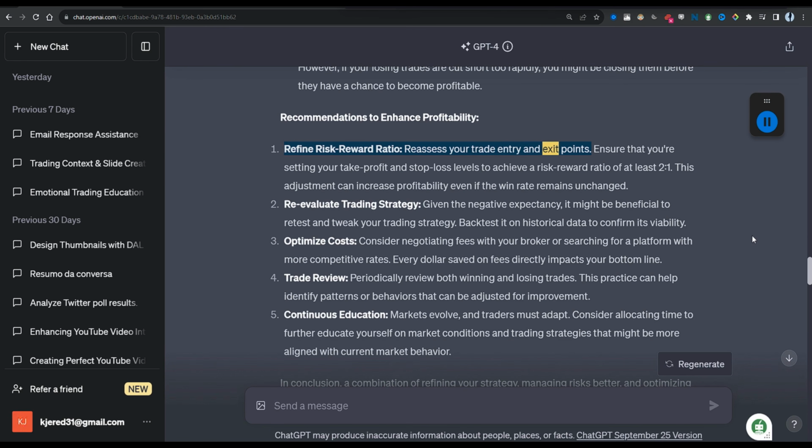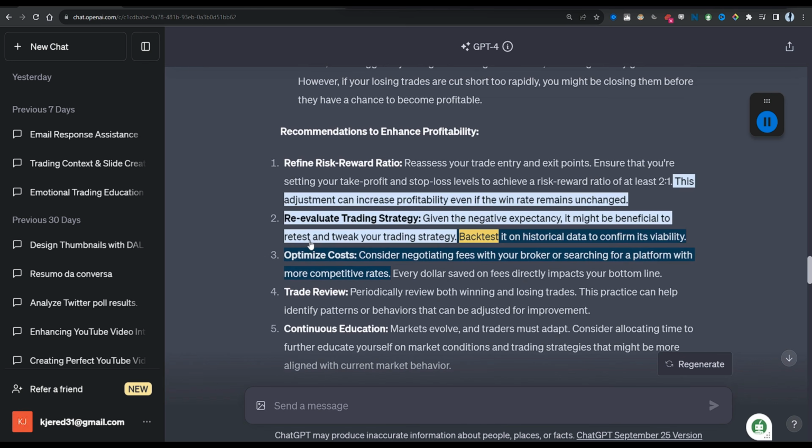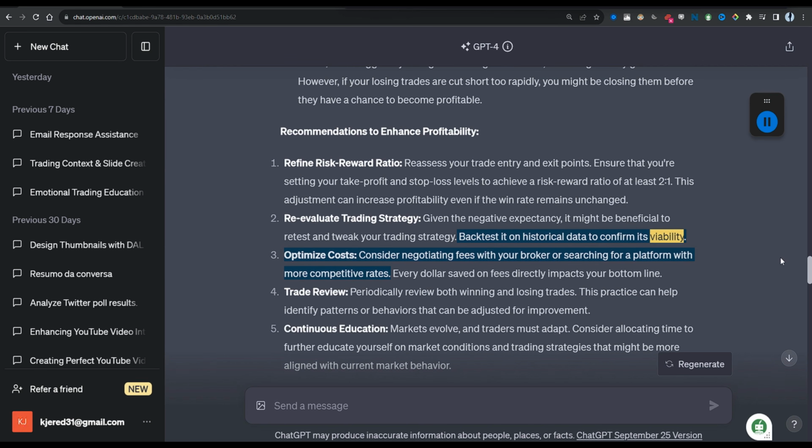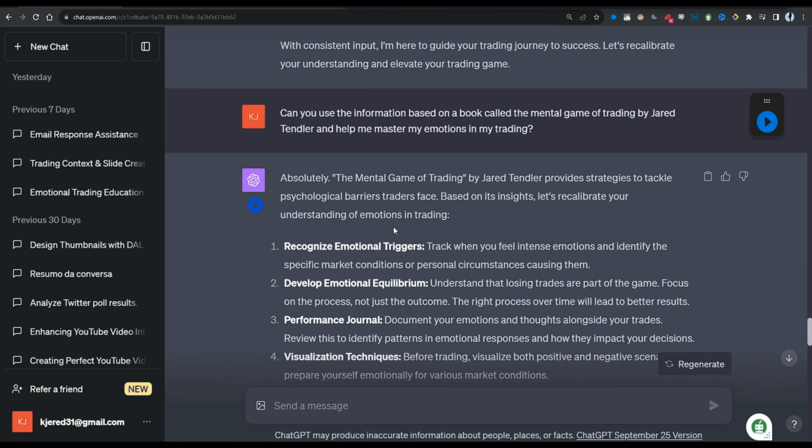Reassess your trade entry and exit points. Ensure that you're setting your take profit and stop loss levels to achieve a risk-reward ratio of at least 2 to 1. This adjustment can increase profitability even if the win rate remains unchanged. Reevaluate trading strategy. Backtest on historical data to confirm its viability, optimize costs.